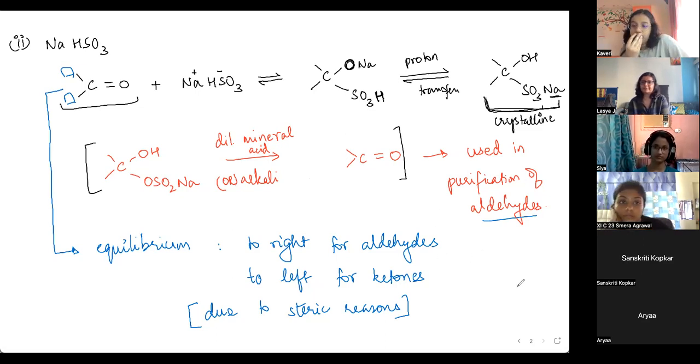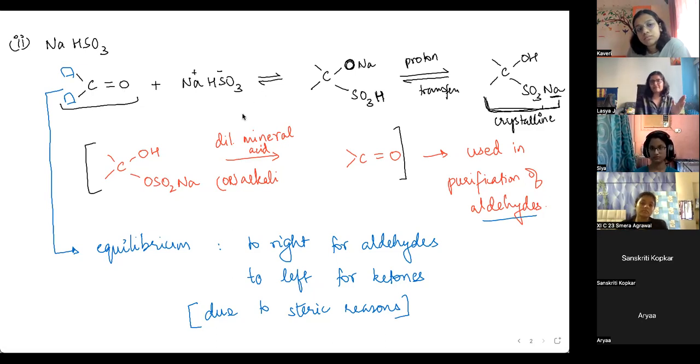That's how we purify. I understood the steric hindrance reasoning, but I didn't understand what it means, right or left, for aldehydes and ketones. Simple. Equilibrium shifting towards the right means the product is favored more. Meaning the forward reaction happens a lot more. You get more yield of this product. Equilibrium shifting towards the left means reactants are favored more. Meaning not as many products form. Since ketone has more steric hindrance, it won't favor the reaction, so it will shift to the left.